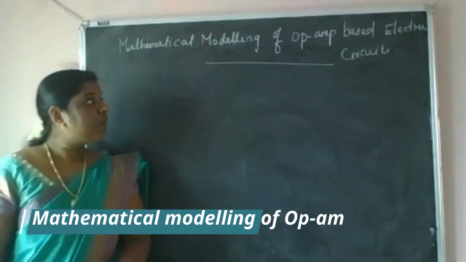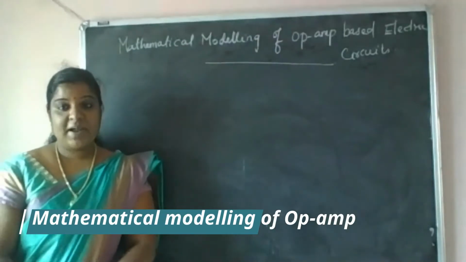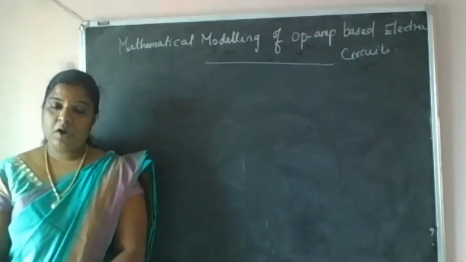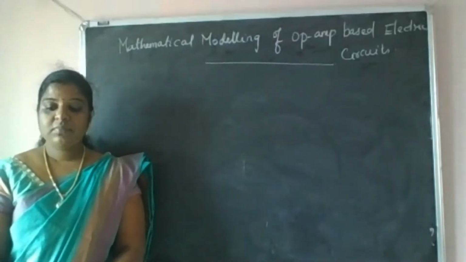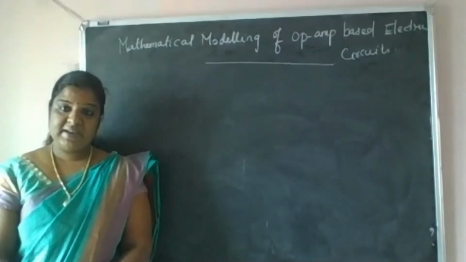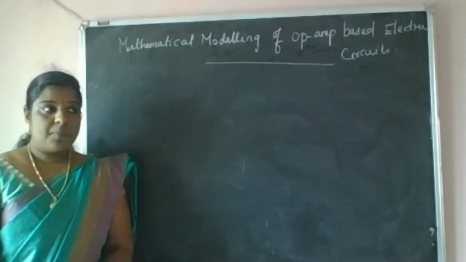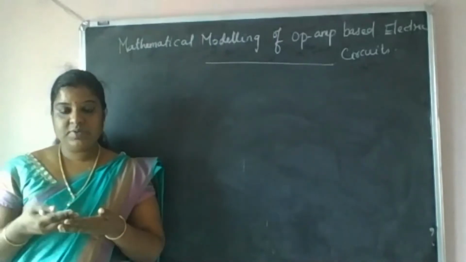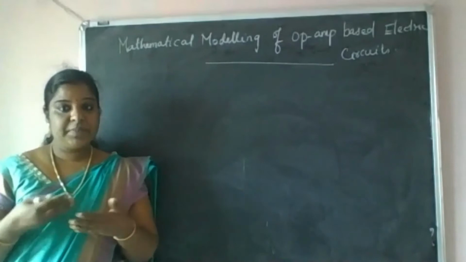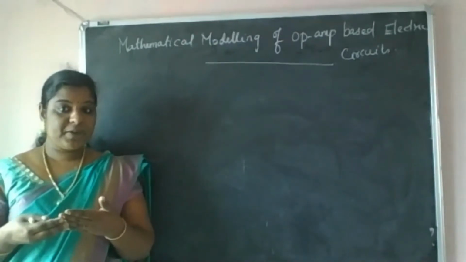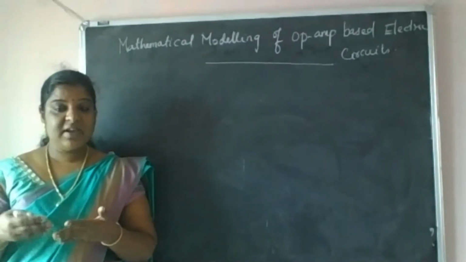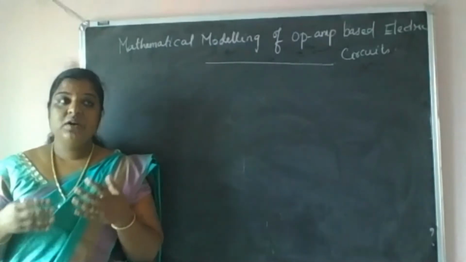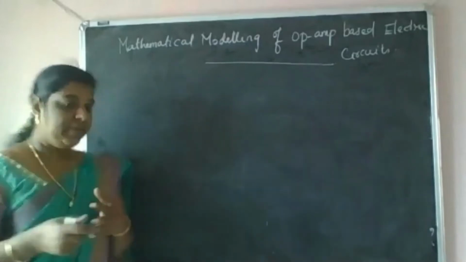Going to see mathematical modeling of operational amplifier-based electric circuits. So let us see what is meant by operational amplifier. Operational amplifier is basically an amplifier. Operational amplifiers are electronic circuits which can perform mathematical operations such as addition, subtraction, integration and differentiation. So first we can see the circuit symbol of the operational amplifier.